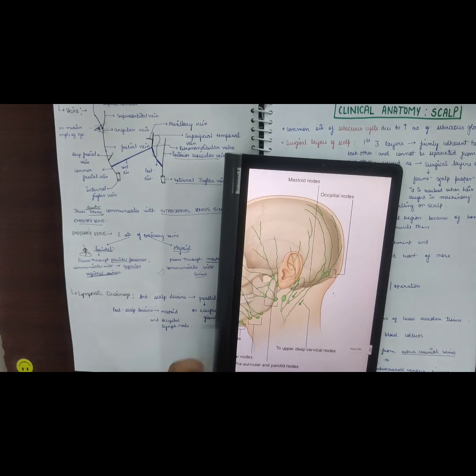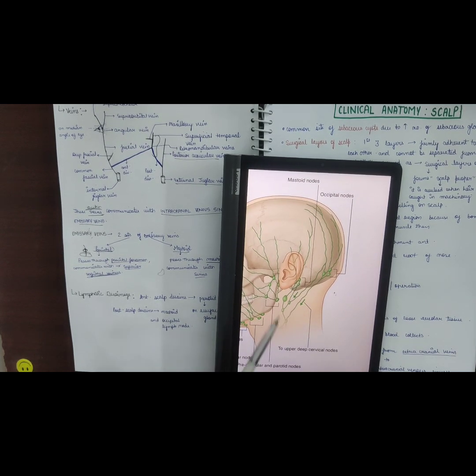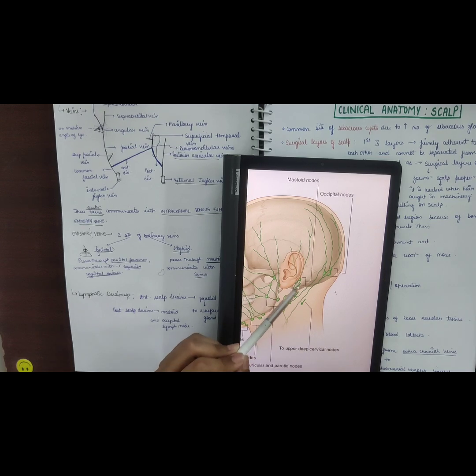So the posterior side is just behind the auricle. So this is the temporal bone, okay, and this extension is known as the mastoid part of the temporal bone. So here lymph nodes behind your auricle are present. So these are mastoid nodes, and one group of nodes is present near the occipital bone. So these are known as occipital nodes.